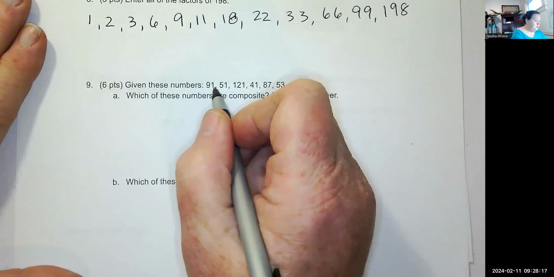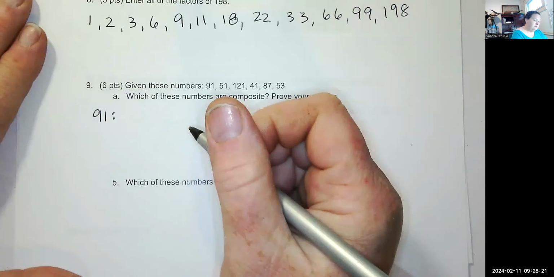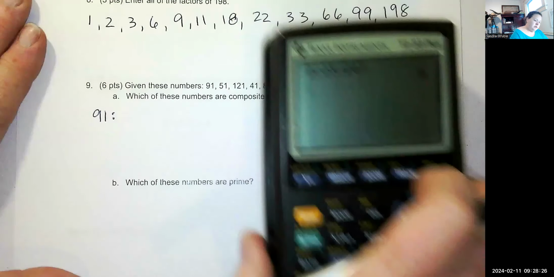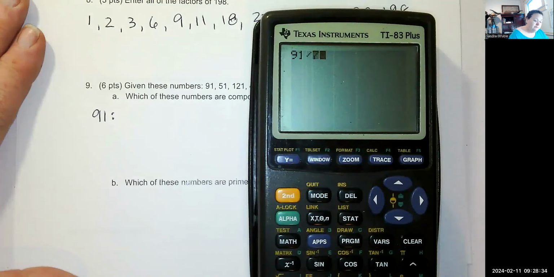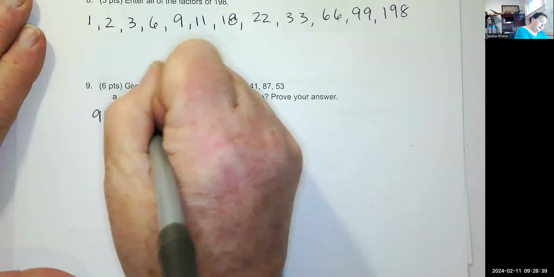So starting with 91. 91, it's not going to be divisible by 3. So it's not divisible by 2 or 5. So not 4, not 6. Let's try 7. 91 divided by 7 is 13. Well, there you go. 7 times 13.